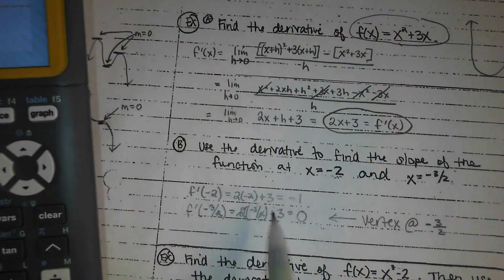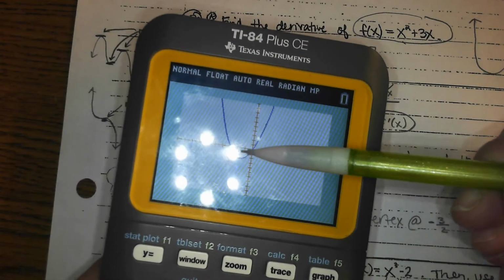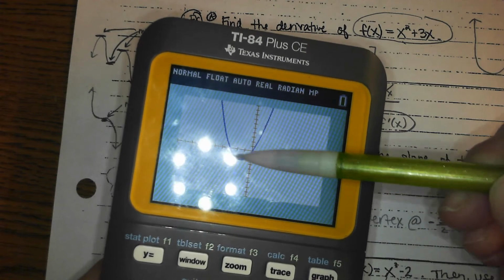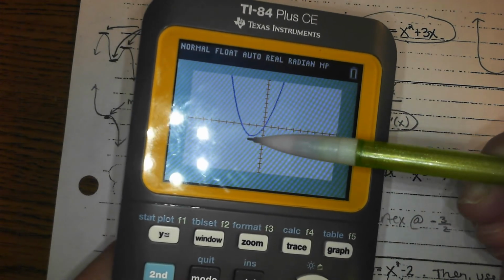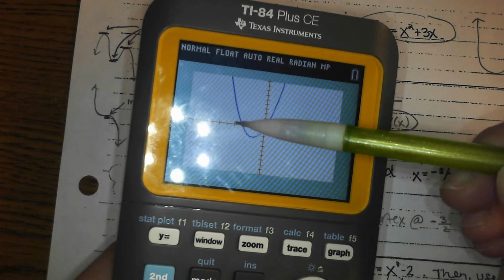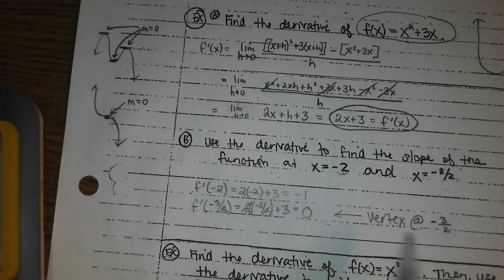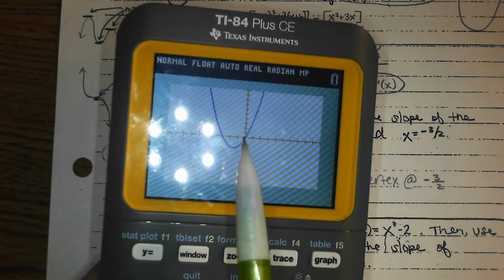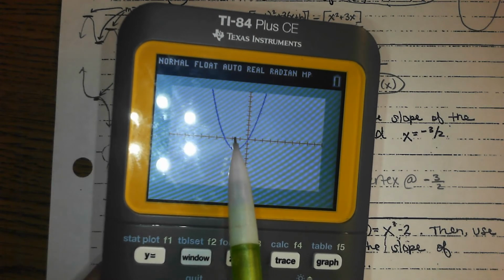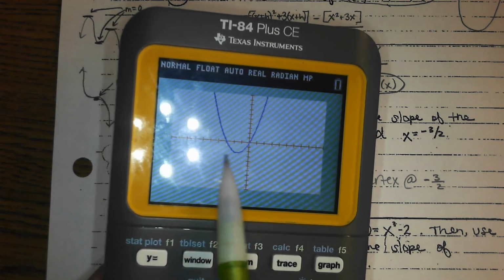Your slope at -2 would be right there. We can all agree that that's right here is at -2. That's kind of a negative slope, right? And we got a slope of -1 there, so that makes sense. And then at -1.5, which is where the vertex is, the slope is 0. Yes?